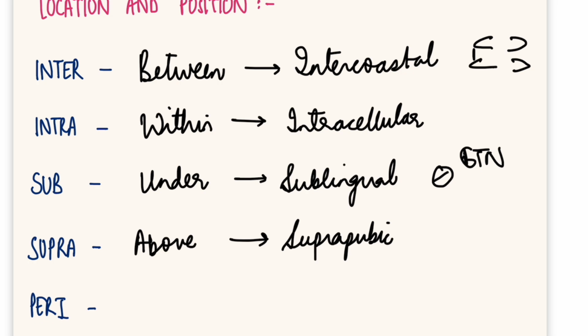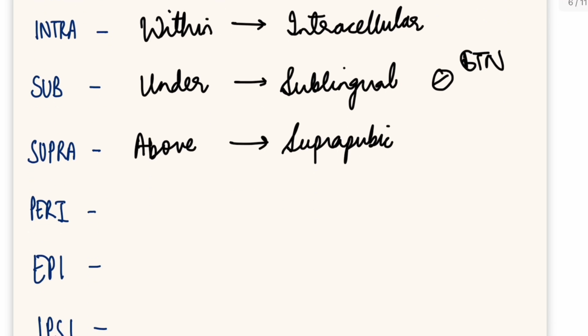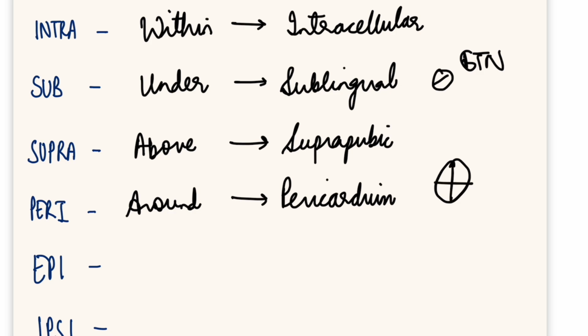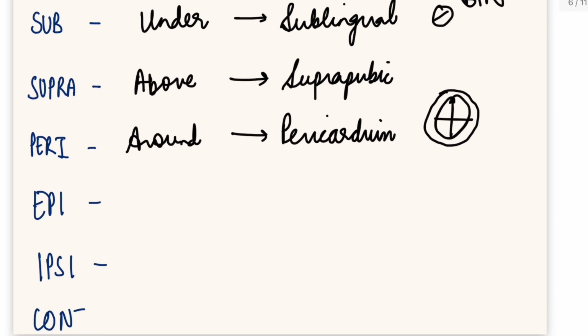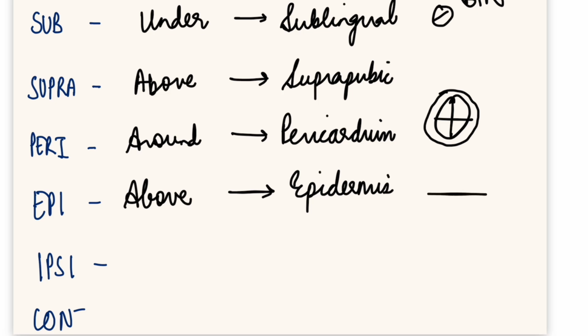Now comes peri. Peri means around, right? For example, pericardium. Pericardium is around the heart. So basically, if this is your heart, then this is the pericardium, that is around the heart. Pericardium is a layer which forms around the heart. Now coming to epi. Epi means above, again, right? For example, epidermis. Epidermis is the topmost layer of the skin which is present above the dermis. So if this is your dermis, this is your epidermis.